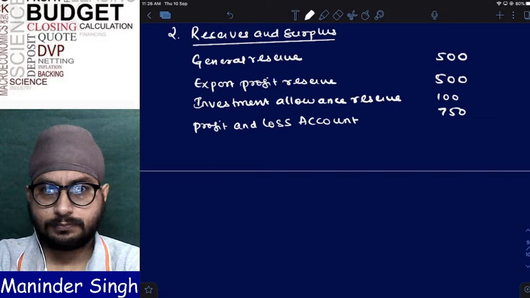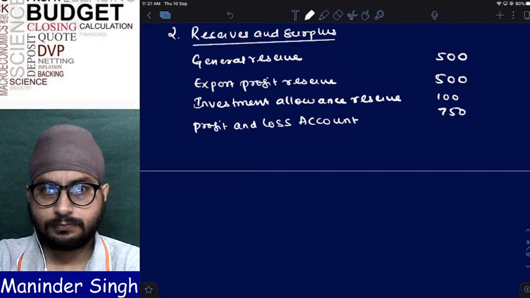Now tell me, in case of amalgamation in the nature of purchase, for assets and liabilities, will you have goodwill or not? Simple question. Will goodwill and capital reserve arise or not? If it is in the nature of merger, what will happen? Your assets and liabilities I'm taking at the same price. Will any goodwill or capital reserve arise? No. But goodwill and capital reserve will come in which case? Amalgamation in the nature of purchase.